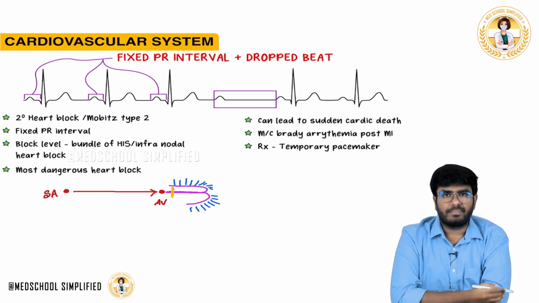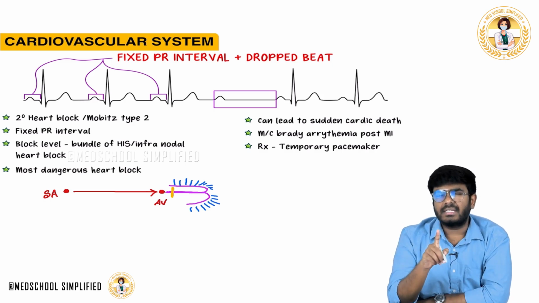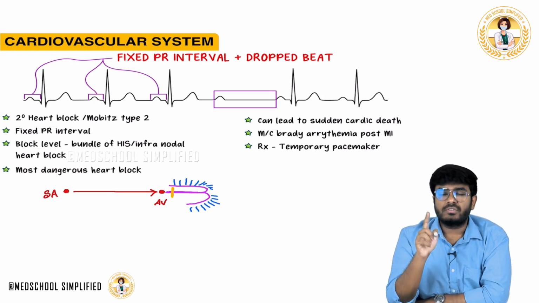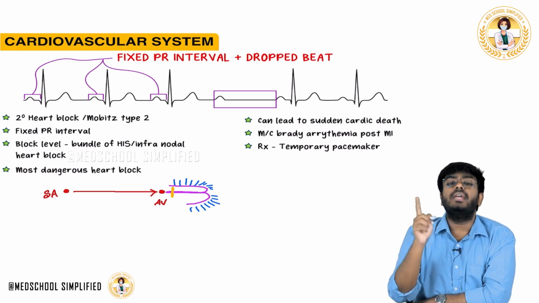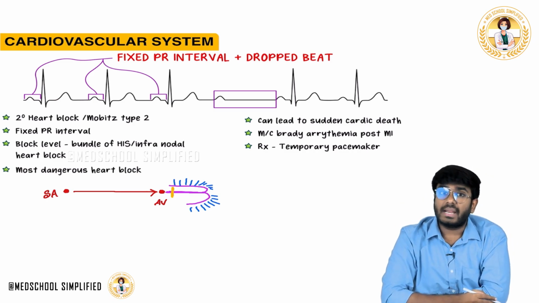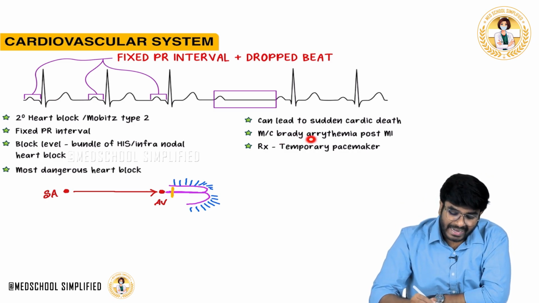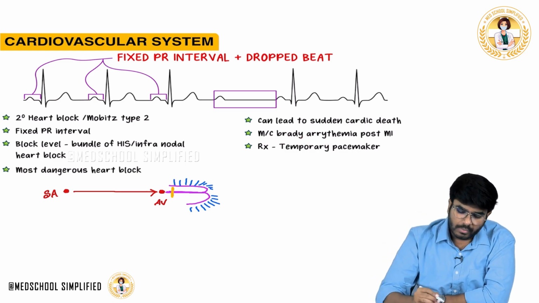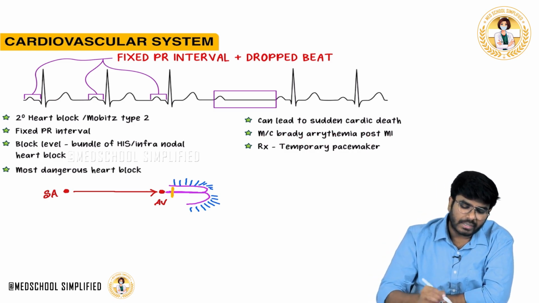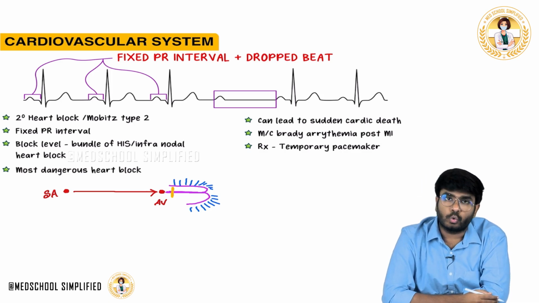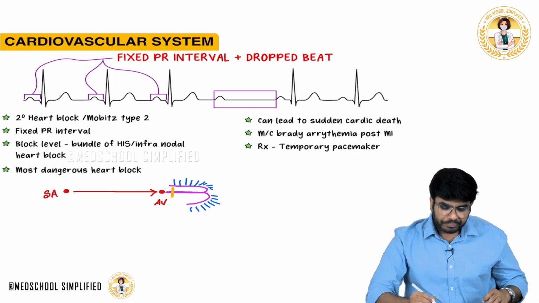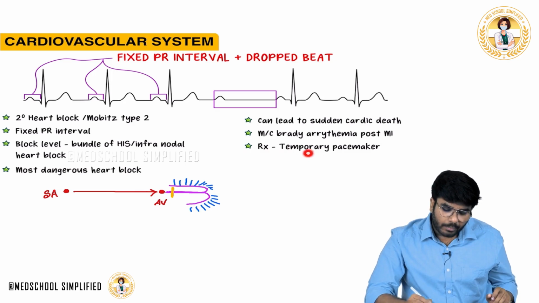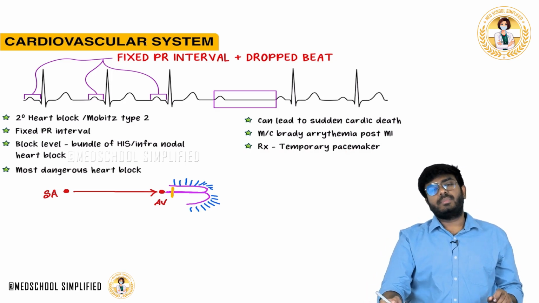Ventricular tachycardia will occur. Tachycardias are the most common arrhythmias. But if they ask you which bradyarrhythmia is most common post MI, meaning the heart rate is going down, the most common bradyarrhythmia post MI is again Mobitz type 2. And here the treatment is a temporary pacemaker.